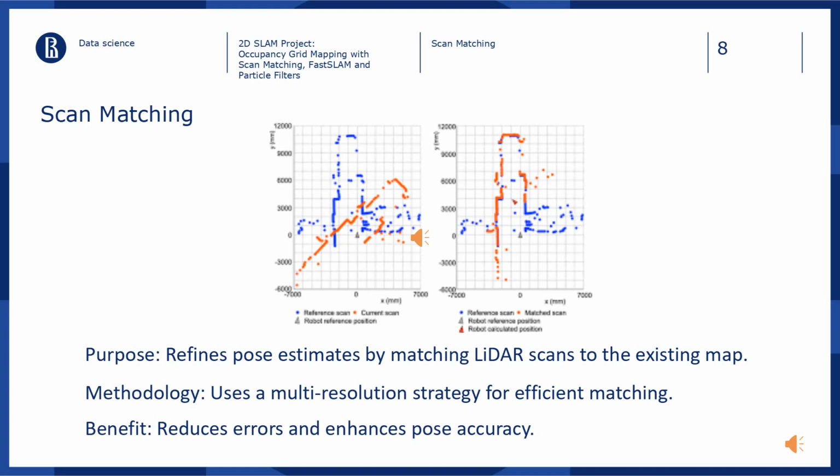The purpose of scan matching is to refine pose estimation by aligning LiDAR scans to the existing map. An example of this is shown in the image. Our approach uses a multi-resolution strategy which makes the matching process efficient. This significantly reduces error and improves pose accuracy, leading to more reliable maps.